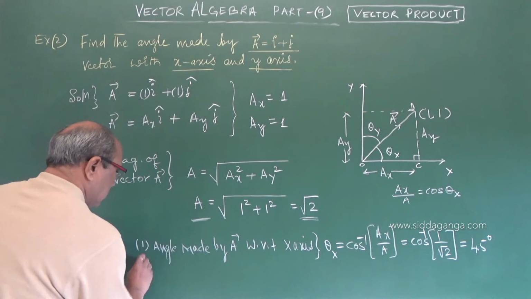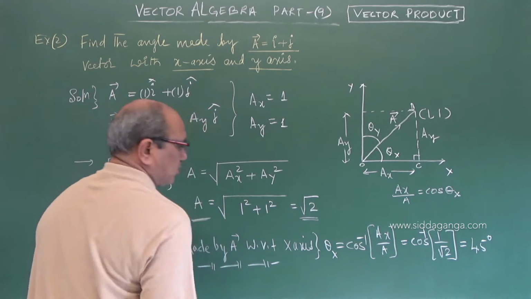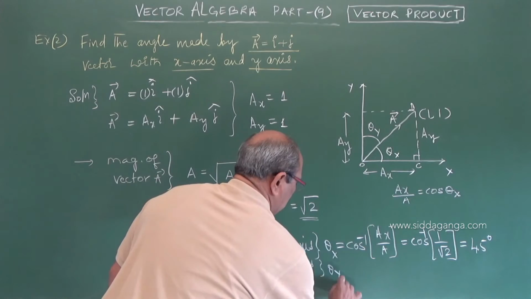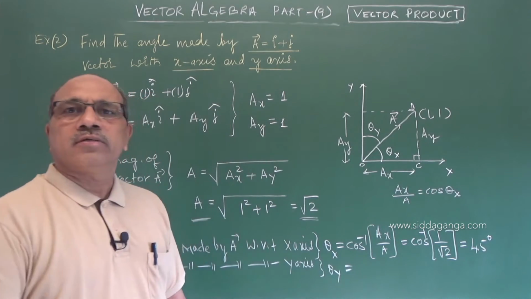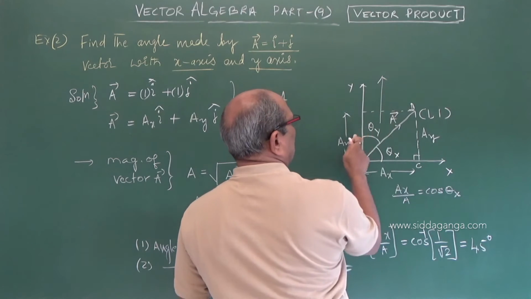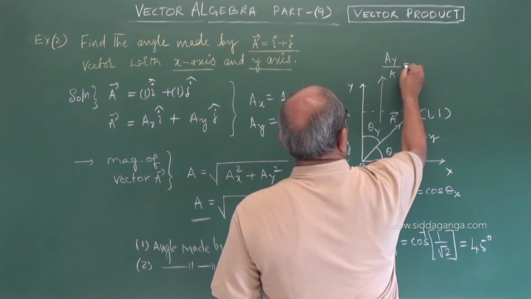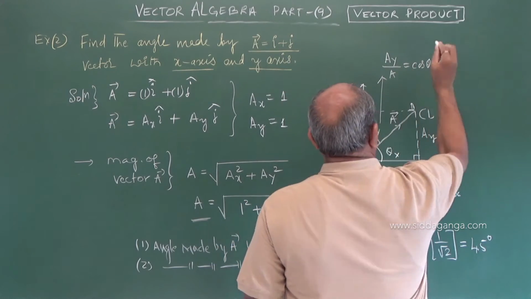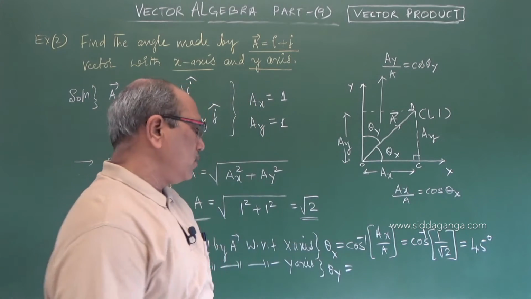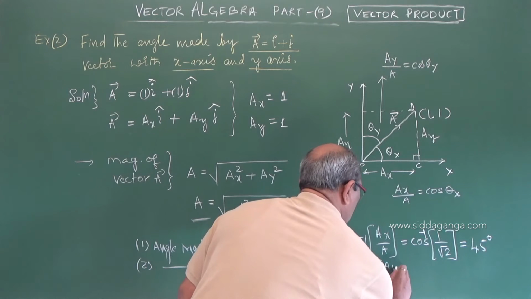Similarly, the angle made by A with respect to the y axis, theta y. Let us take here the adjacent side by hypotenuse, ay by a, which can be written as cos theta y. So again substitute here: cos inverse of ay by a.